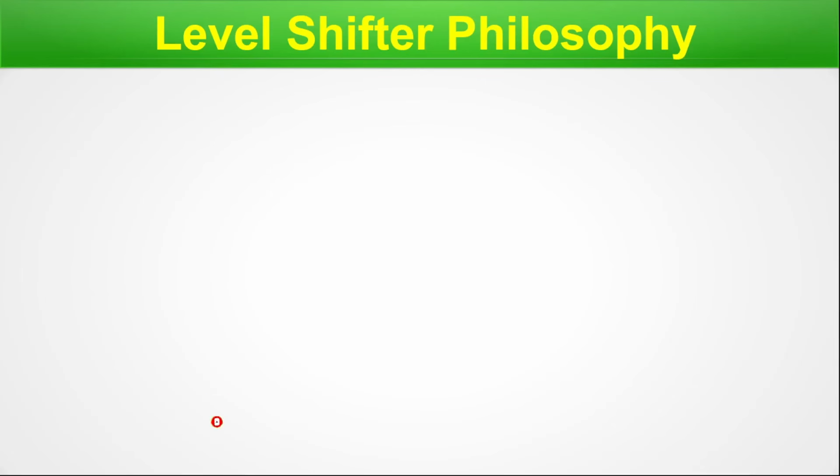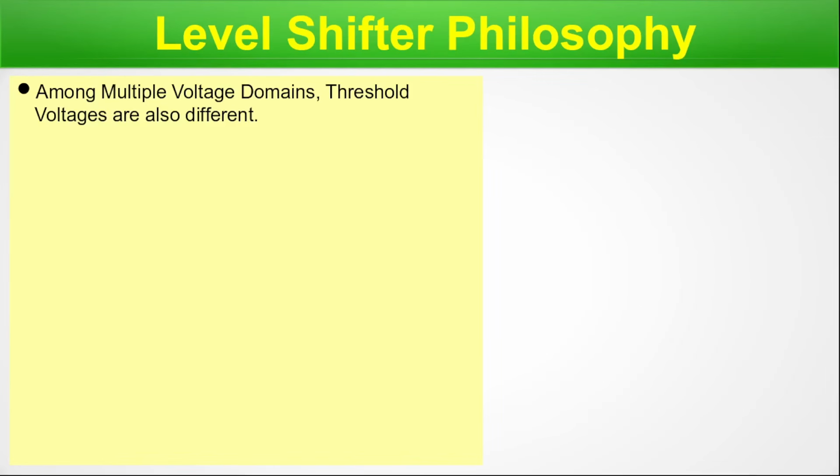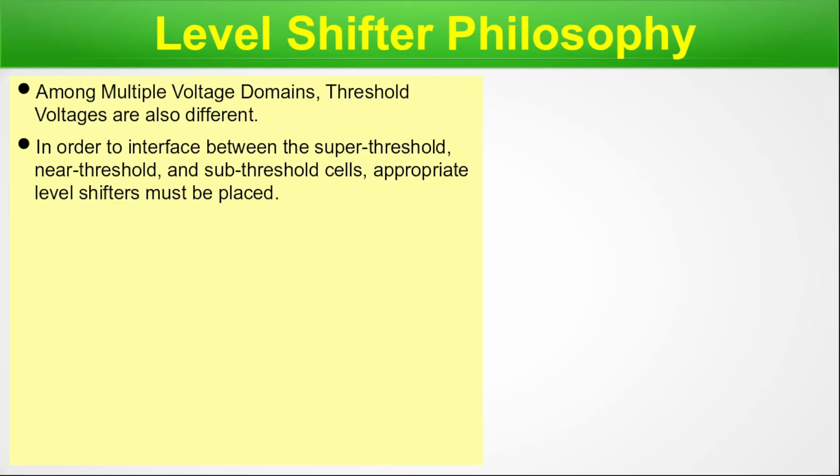Level shifter philosophy. Among multiple voltage domains, threshold voltages are also different. One thing I would like to say here: in StdCell distribution, you will find LVT, HVT, UHVT, and many types of VT, that is threshold voltage variations. In order to interface between super threshold, near threshold and sub threshold cells, appropriate level shifters must be placed. These threshold boundaries are based on the different VT dependency of the standard cells used from all the distributions like LVT, HVT, UHVT, etc.